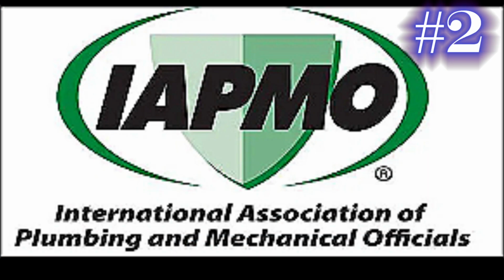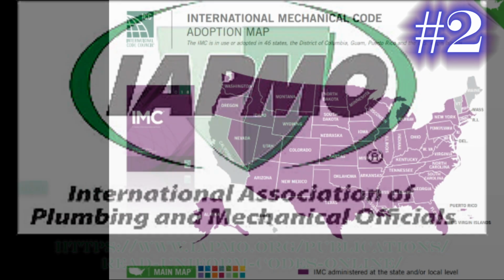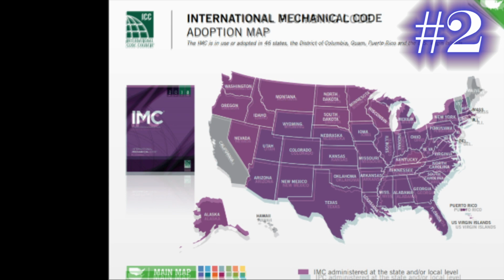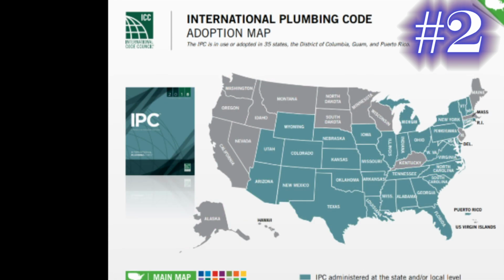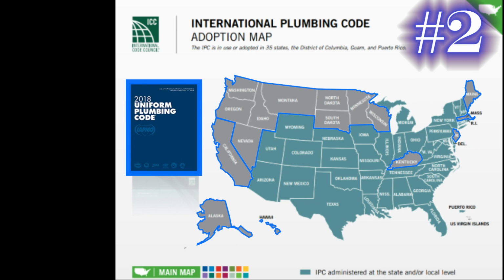Number 2 on the list of where to find building codes, the International Association of Plumbing and Mechanical Officials. Although most states have adopted the International Mechanical Code and/or the International Plumbing Code as their model code to the state mechanical and plumbing codes, there are a small number of states which have adopted the Uniform Mechanical Code or the Uniform Plumbing Code, or both.